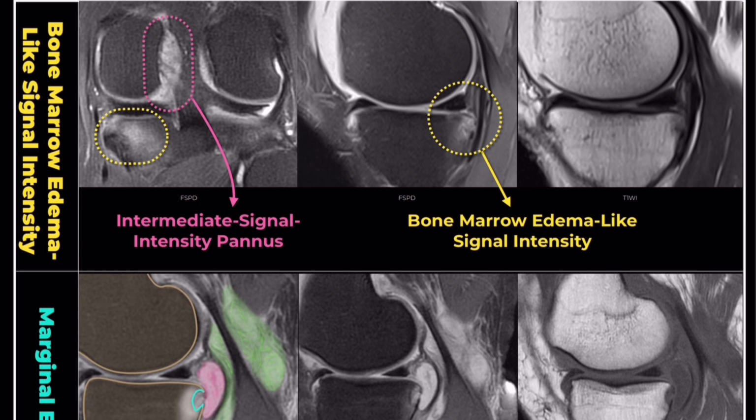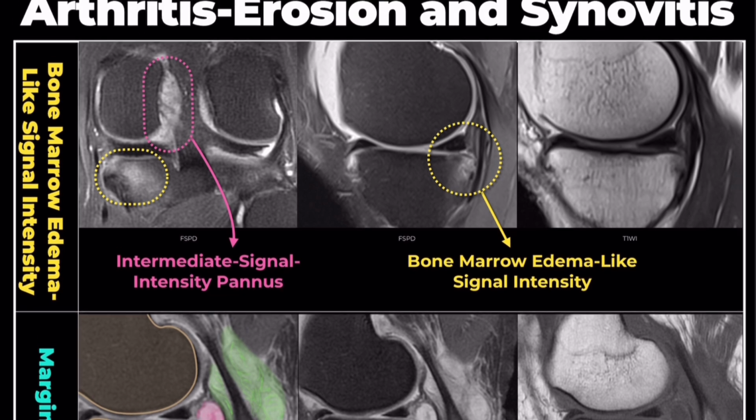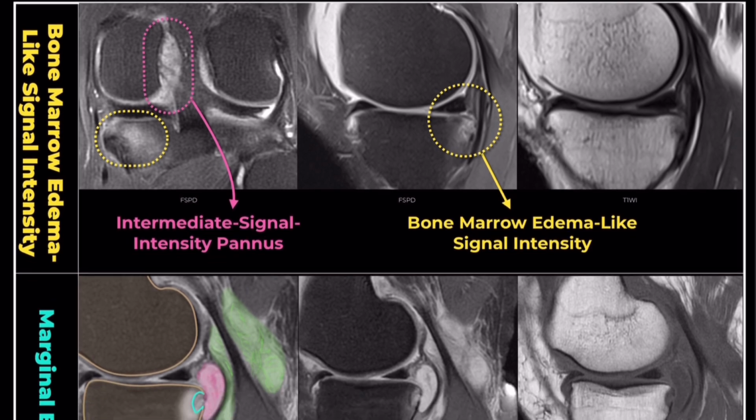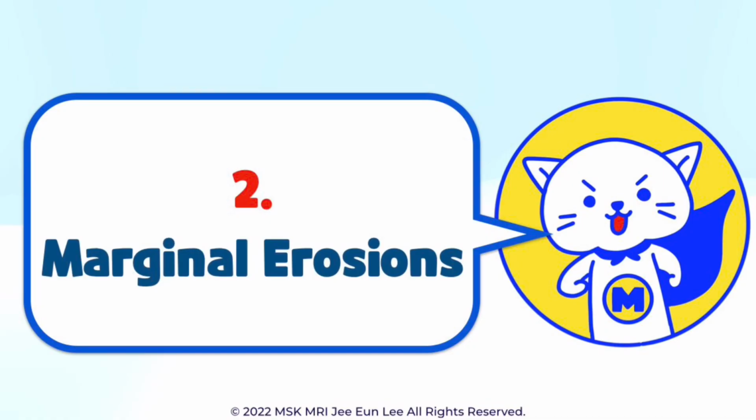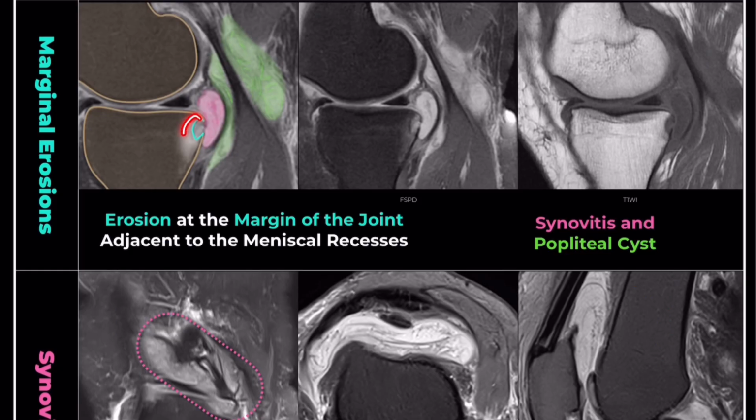Additionally, we encounter intermediate signal intensity PANUs, which is crucial for identifying early synovial proliferation. This PANUs can invade and erode adjacent cartilage and bone, contributing to joint damage. Next, we have marginal erosions.